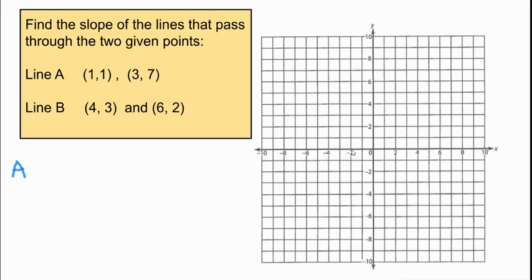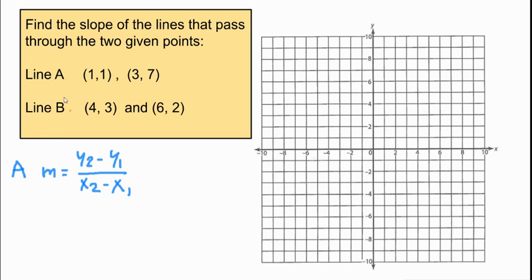Now, we could graph these points on this coordinate plane over here, but when given 2 points, that's really unnecessary, and it's better to rely on the math. So the formula on the GED sheet looks like this. M, which stands for slope, equals y2 minus y1 over x2 minus x1.